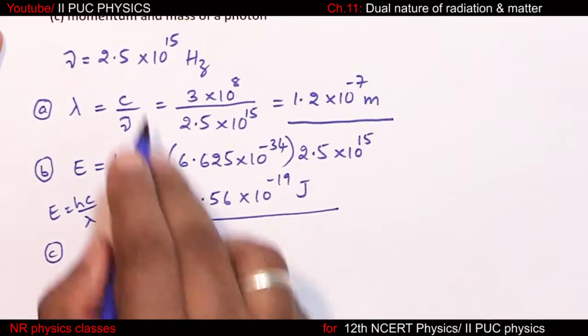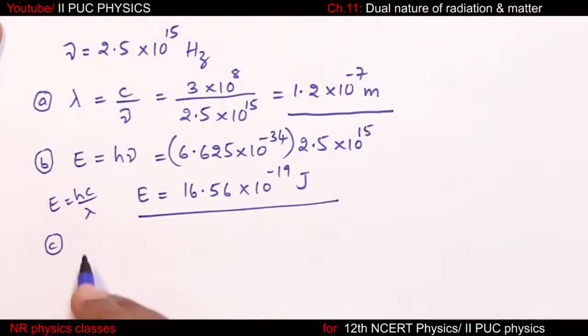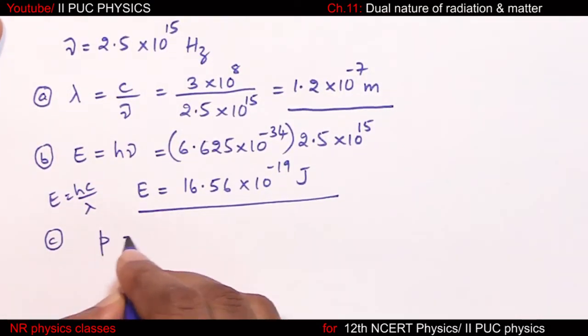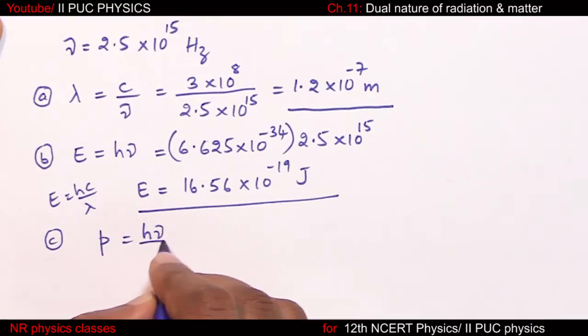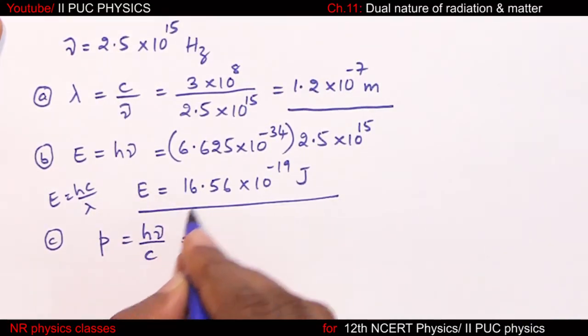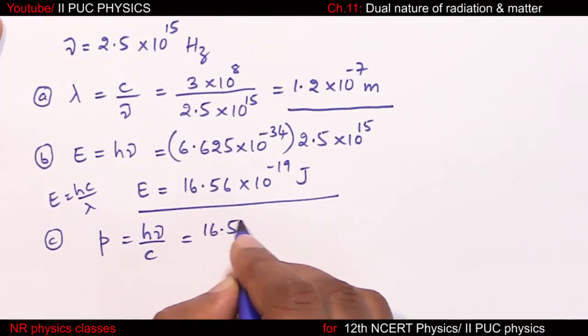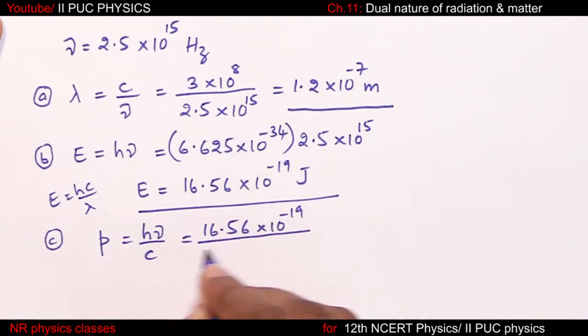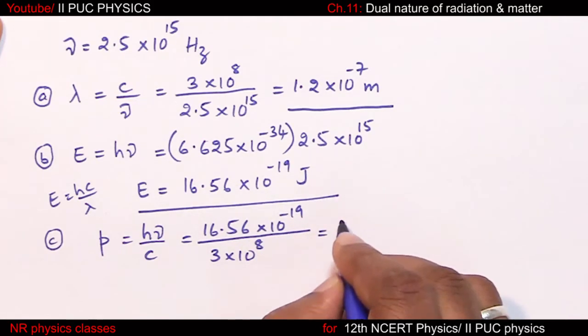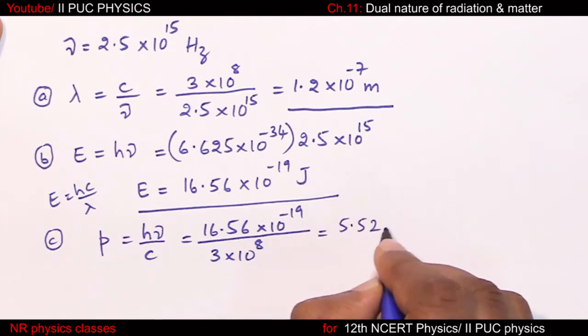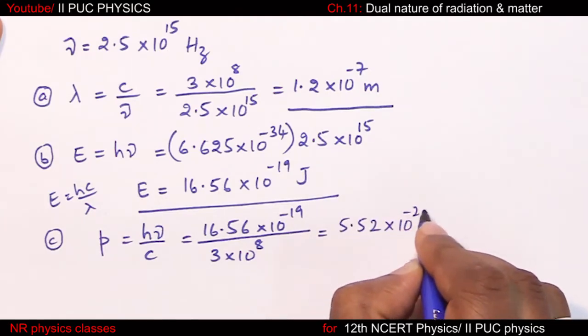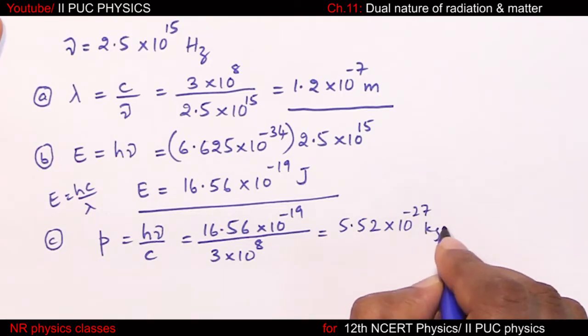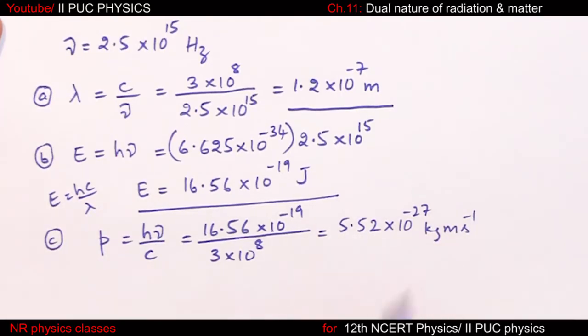C. Momentum and mass. So momentum is h nu by c. h nu is 16.56 × 10^-19 by speed of light in vacuum 3 × 10^8. So it is 5.52 × 10^-27 kg meter per second momentum.